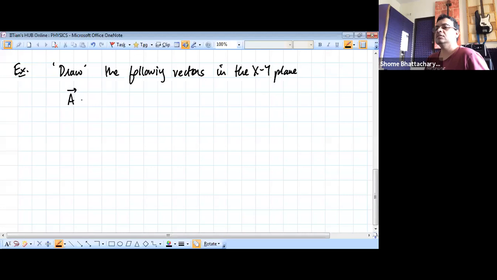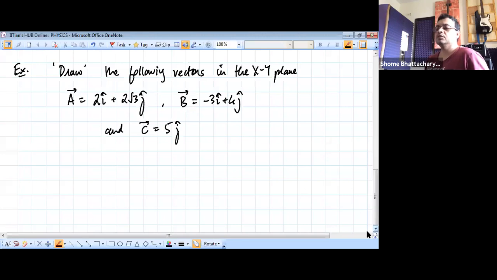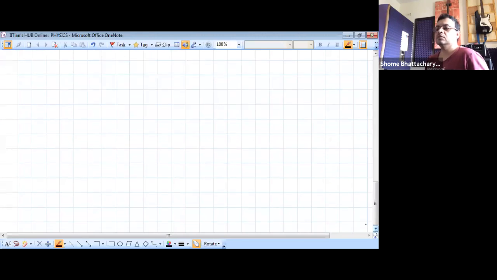The vector E is, suppose, 2 i cap plus 2 root 3 j cap. The vector B is minus 3 i cap plus 4 j cap. And the vector C is 5 j cap. So how will we draw these vectors? So let's understand them one by one.